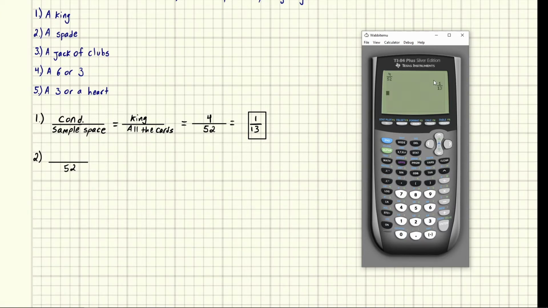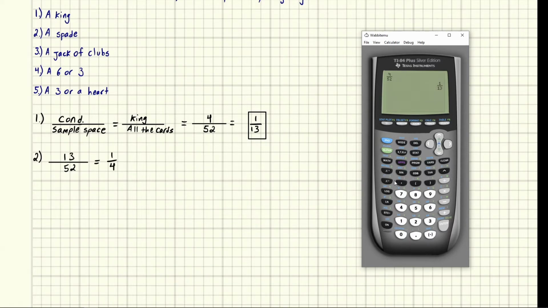Well, there's 13 of every kind of suit in the deck. So there's 13 hearts, 13 diamonds, 13 spades, and 13 clubs. And so the top number is going to be 13. And this is going to reduce to 1/4.